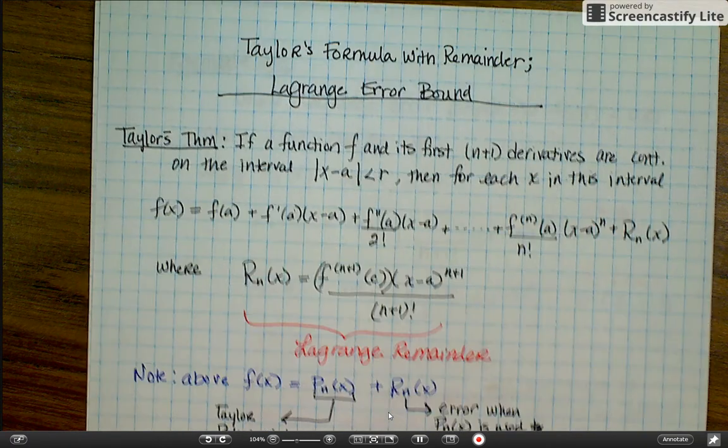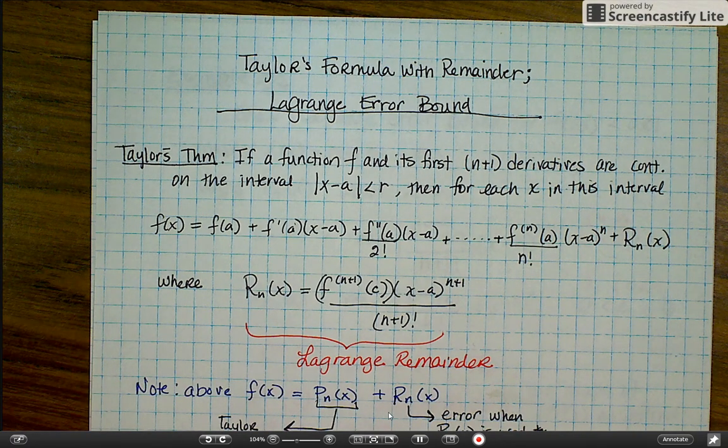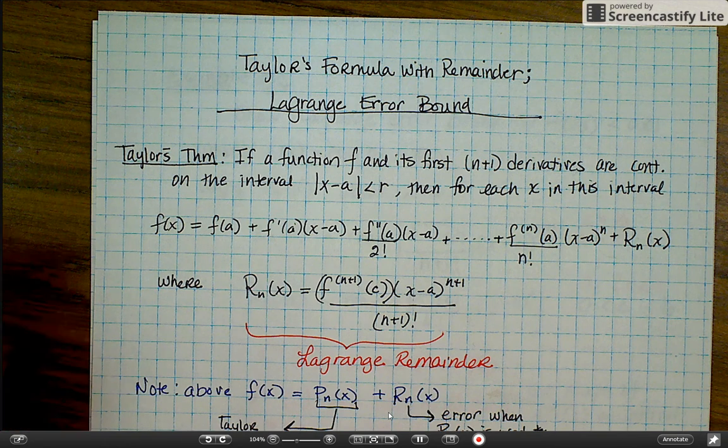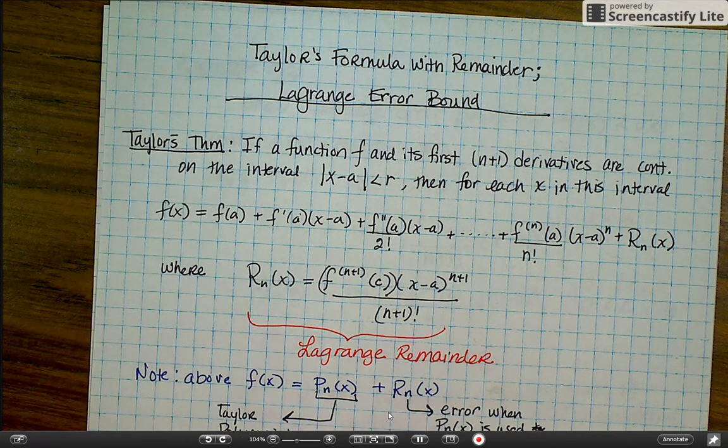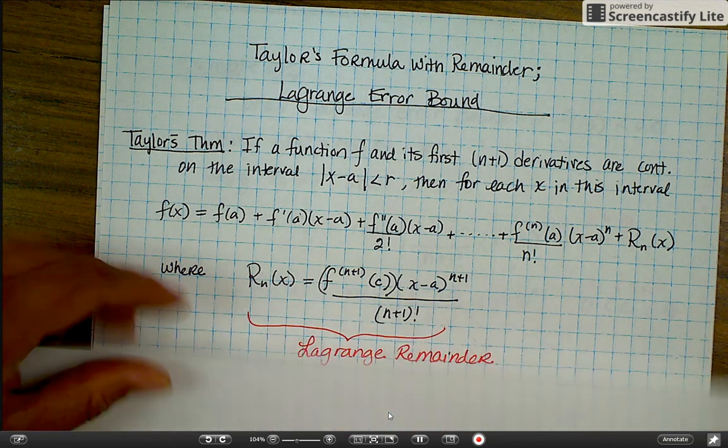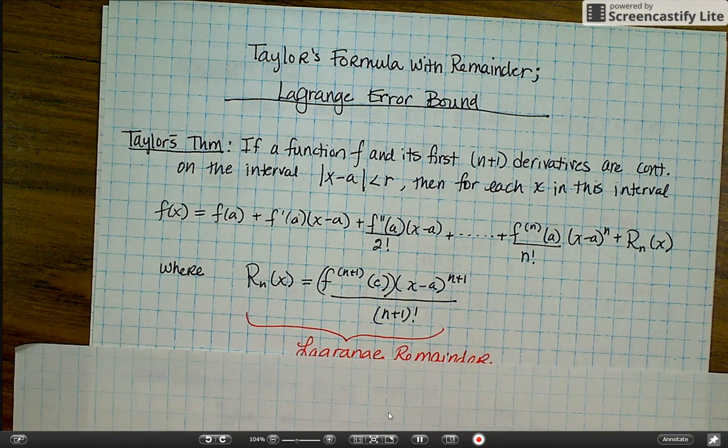All right, hello students. So today we are going to talk about Taylor's formula with the remainder. So really quickly, let me hide some of this. Okay, here's the Taylor's theorem.